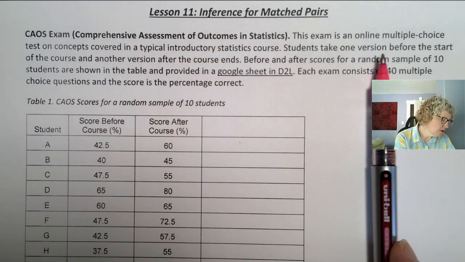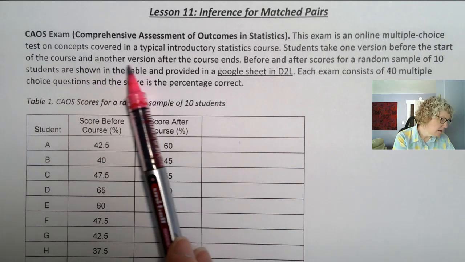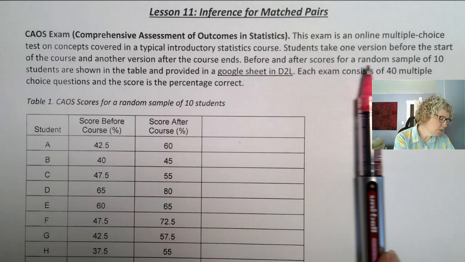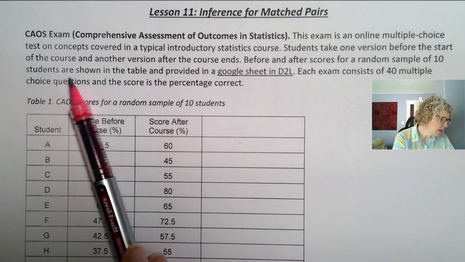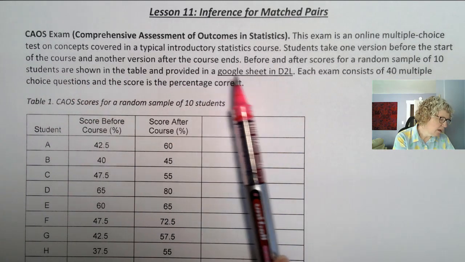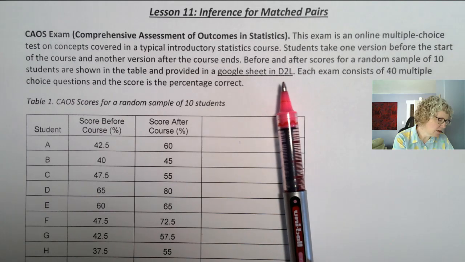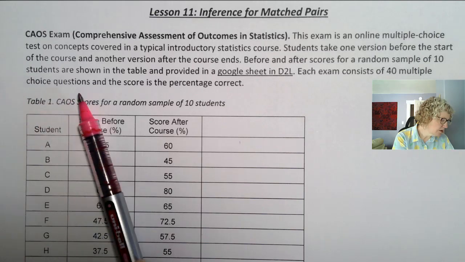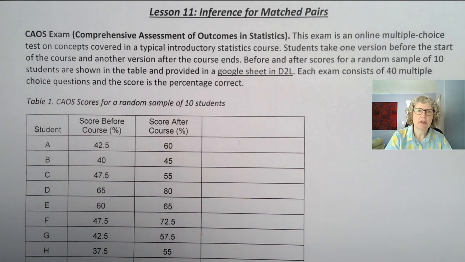Students take one version before the start of the course and another version after the course ends. Before and after scores for a random sample of 10 students are shown in the table and provided in a Google Sheet. So we'll go to that Google Sheet as well. Each exam consists of 40 multiple choice questions, and the score is the percentage correct.